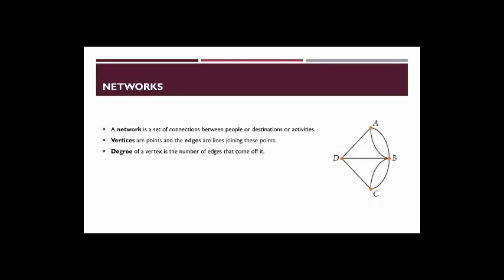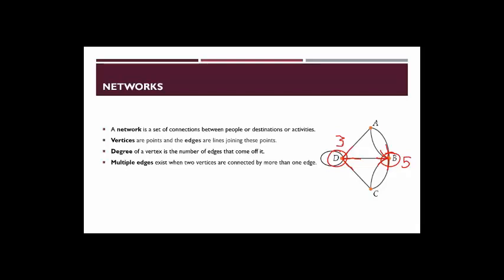The third one is the degree of a vertex, the number of edges that come off it. For example, if you look at point D, there are 3 lines going out of point D towards A, B and C. Therefore, we say point D has 3 degrees. Similarly, at point B there is a line going from B to A, B to A, B to D, B to C and B to C. You can see 5 lines going from B. Therefore, we say it has 5 degrees.